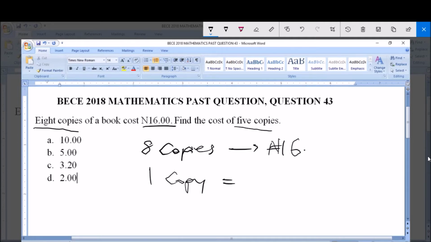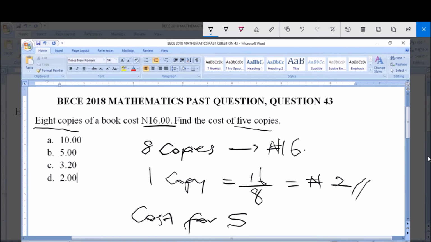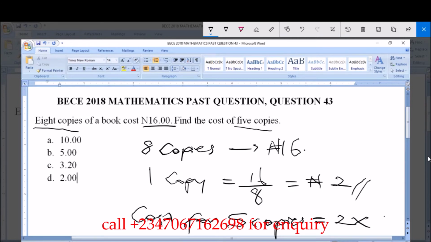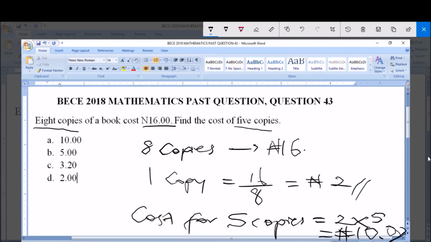16 naira over 8, divided by 8. That is 16 divided by 8 will give us the cost for 1 copy, and that is what? 2 naira. Now since we have that the cost of 1 copy is 2 naira, we can now find the cost for 5 copies by simply multiplying 5 by 2. So cost for 5 copies is equal to 2 times 5, and this will give us what? 10 naira. So therefore the cost of 5 copies is equals to what?